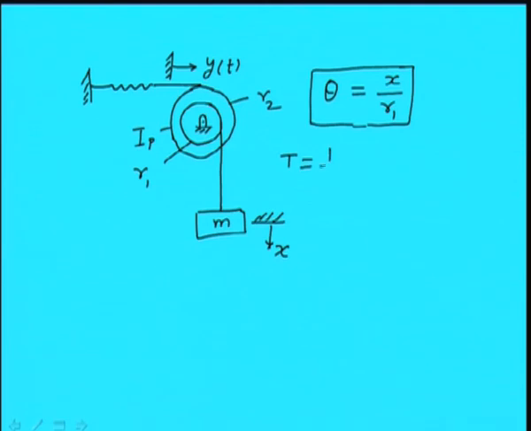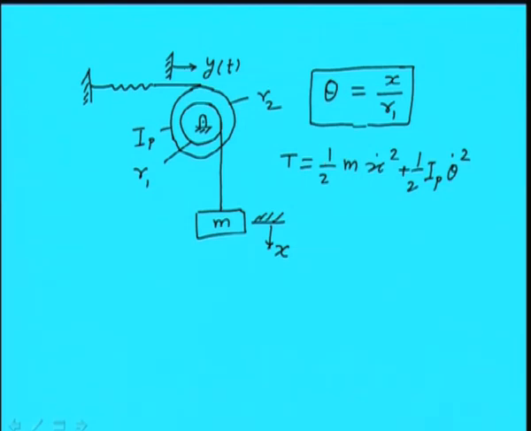So if we want to write the kinetic energy of this whole system, we can write the kinetic energy of the mass as half m x dot square plus the kinetic energy of this particular cylinder which is having polar mass moment of inertia Ip. So that will be given as half Ip theta dot square, because it is oscillating with theta and velocity is theta dot. So you can see that both the linear and rotational kinetic energy is there in this.